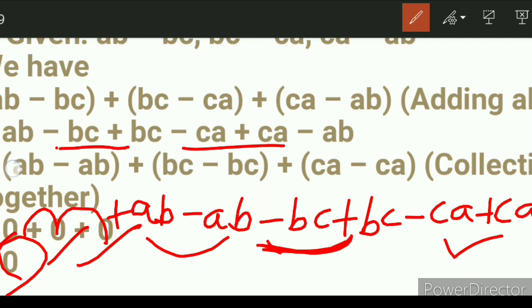Instead of this line you can write this step. The reason you can write this. Copy down.